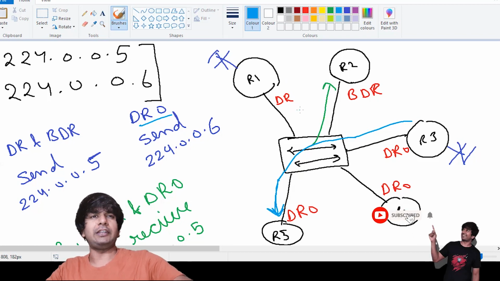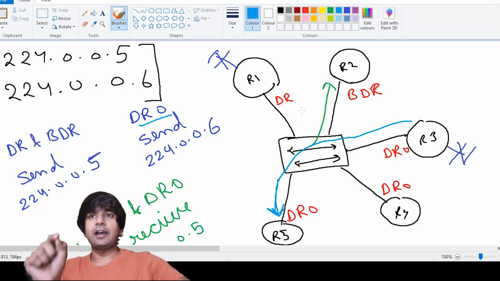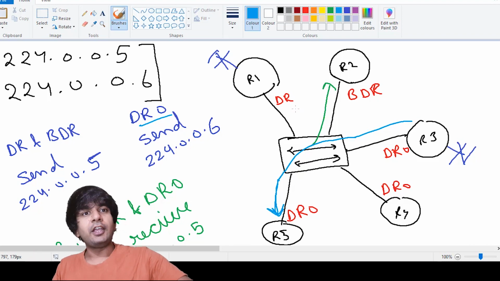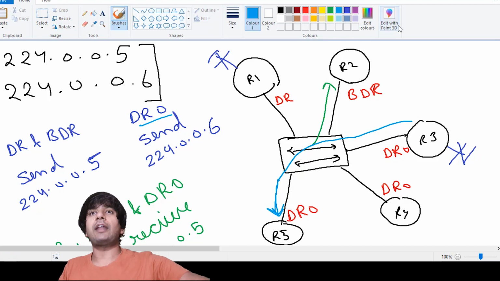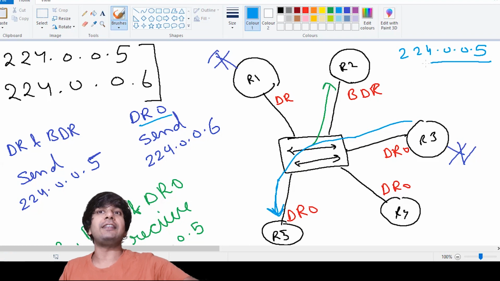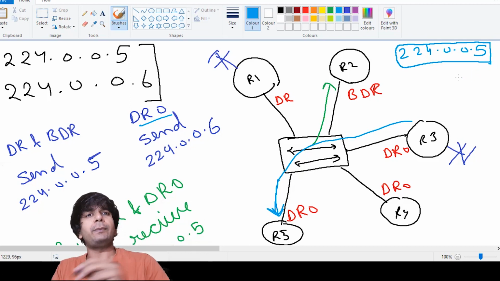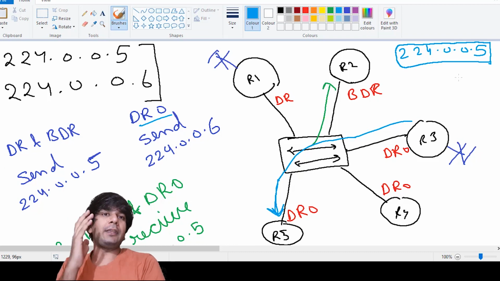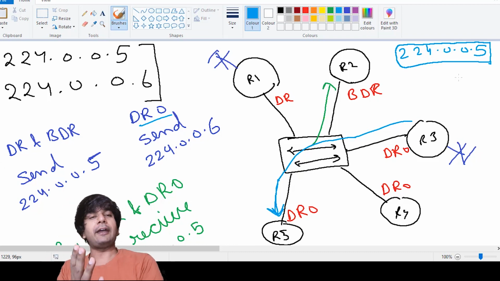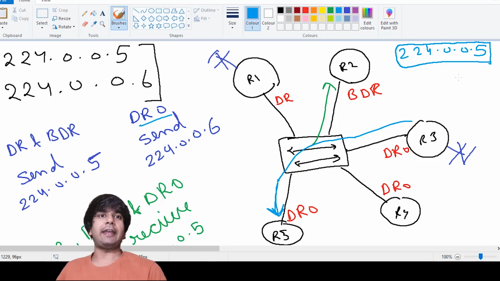Do you know on which multicast IP address OSPF sends its hello packet? Every single router, whether you are a DR, a BDR or a DROther, will always send its hello packet on 224.0.0.5 every single time. So that means, with any packet of OSPF with a destination IP of .5, every router can accept that.